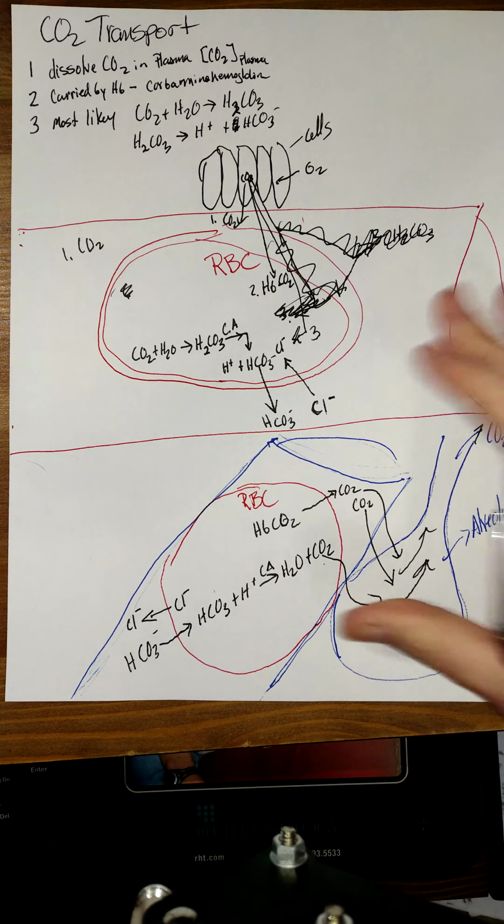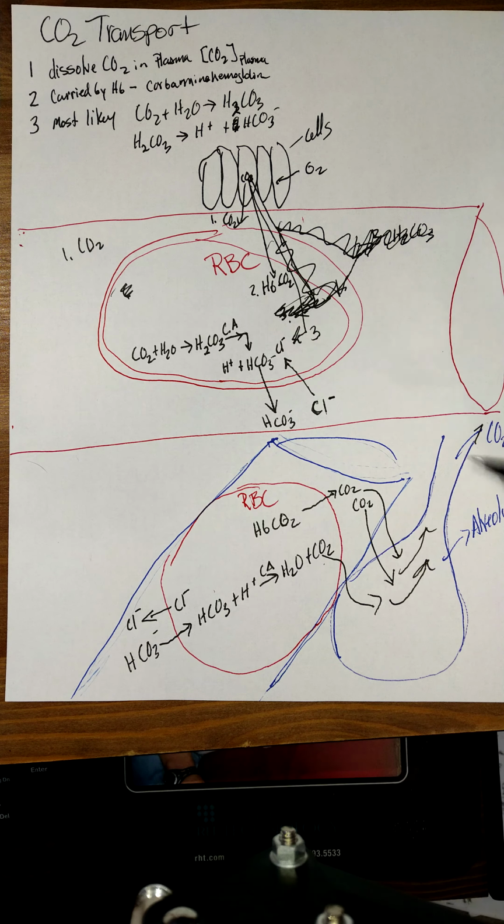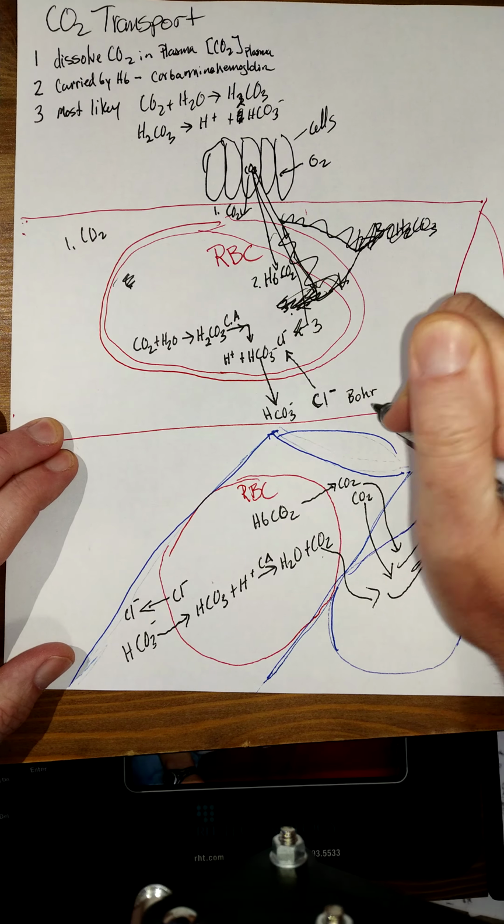This is the bicarbonate buffer system, and anytime we see these chlorides shifting in and out of the cell, that's called the Bohr effect, B-O-H-R effect.